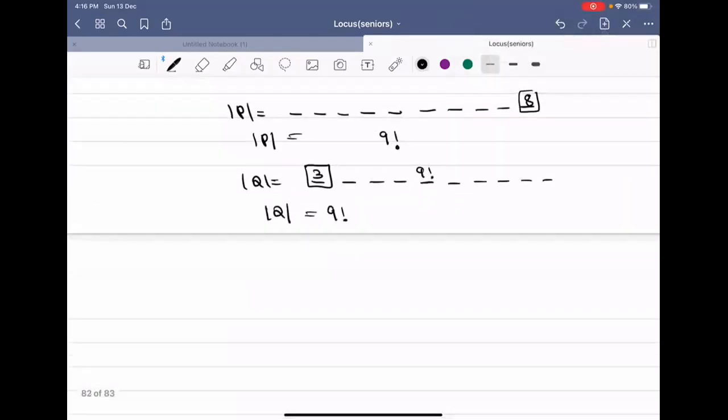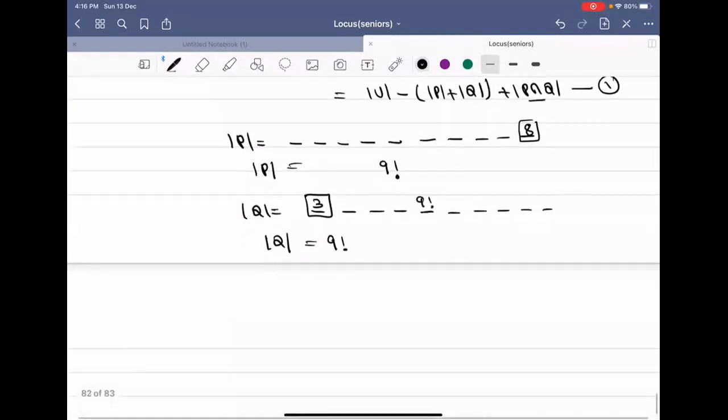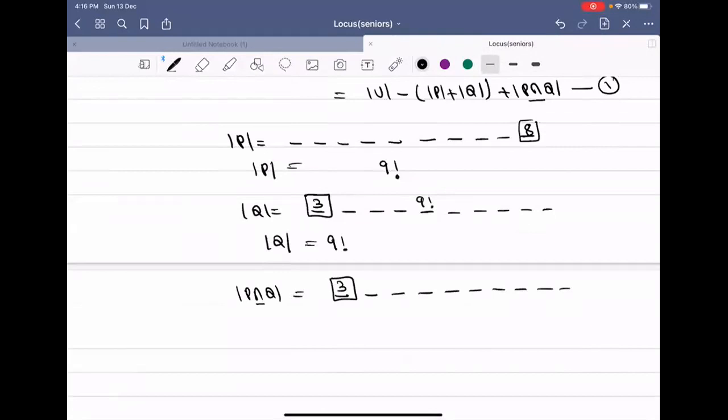Next, P intersection Q we need. In the formula, that is also needed. P intersection Q is the number of elements in P intersection Q. P intersection Q means what? Positions 1, 2, 3, 4, 5, 6, 7, 8, 9, 10. Begin with 3 and end with 8. These two are fixed. Next, take 8 factorial, or not? Yes, sir. The number of elements in P intersection Q is equal to 8 factorial.